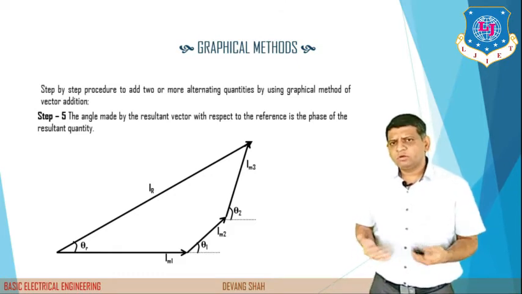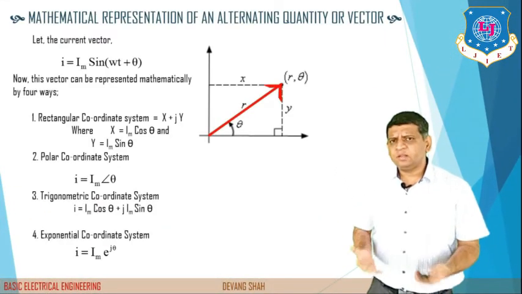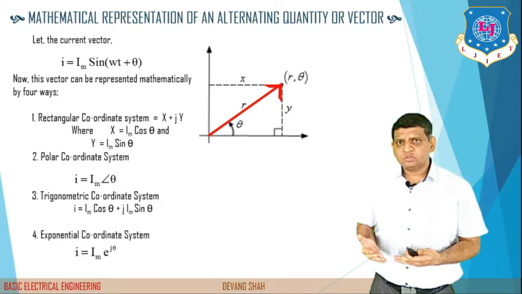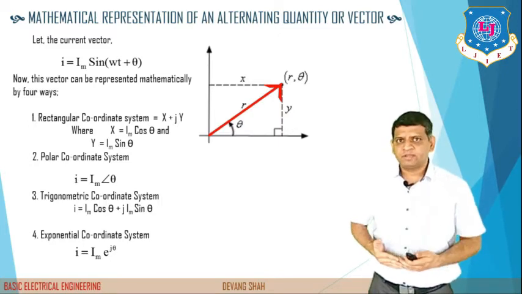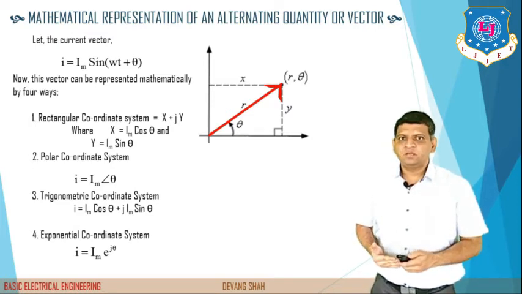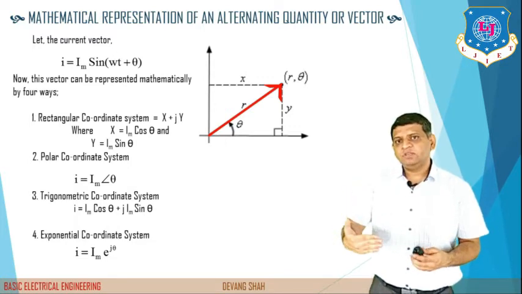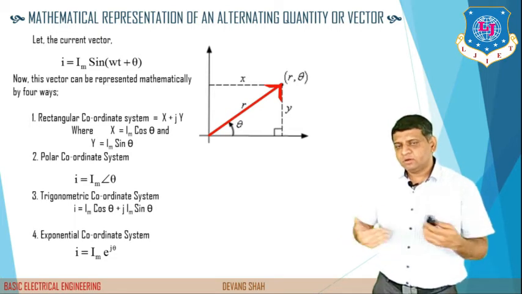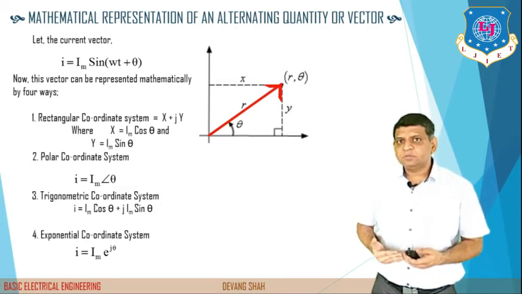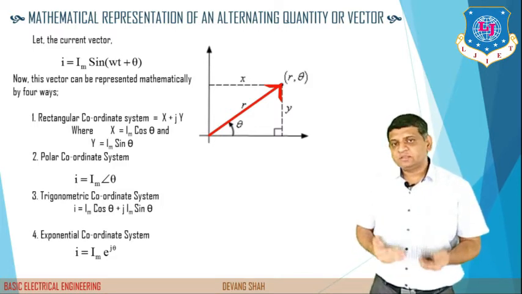Normally we do not use this method much; instead we use the analytical method. The analytical method is simply based on mathematics, where you need to discuss the Cartesian representation of the vector as well as the polar representation of the vector. You can see here my current vector i is equal to Im sine(omega t plus theta). Now, if I want to plot this AC signal or equation on a graph, the rectangular coordinate I consider as x plus jy, where x is the real quantity and y is the imaginary quantity, right? That is associated with the j.